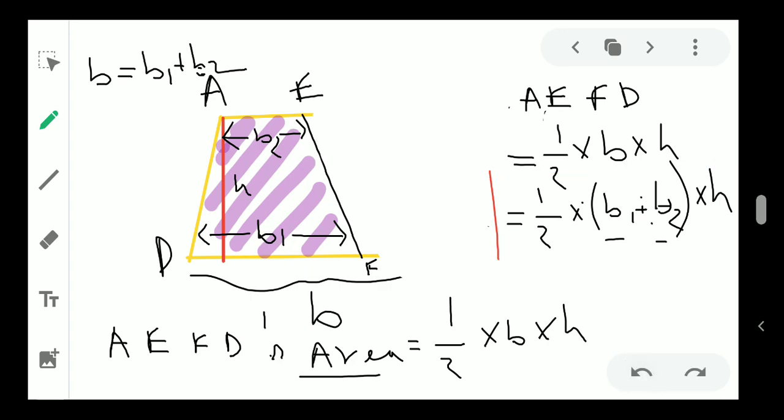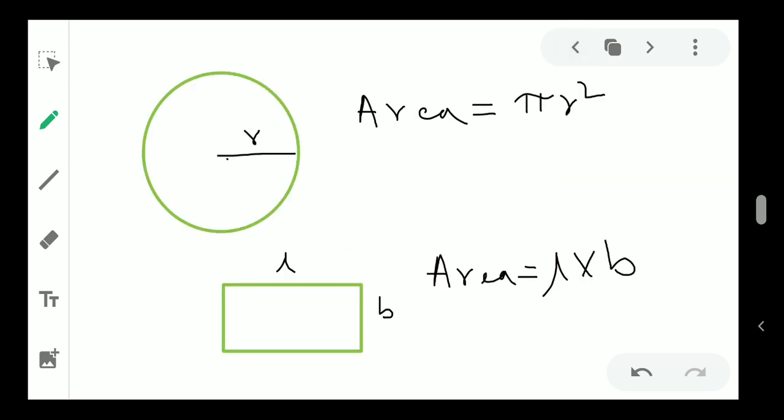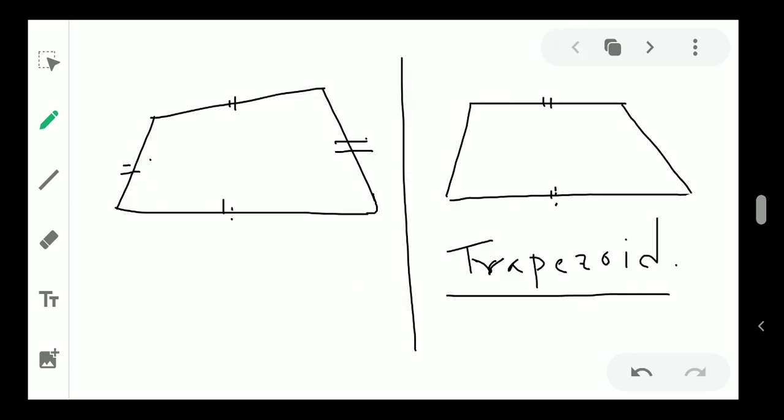And the difference between trapezoid and trapezium is also very important, which I have already told: trapezoid means there should be at least a pair of parallel lines, whereas trapezium means there will be no parallel lines.